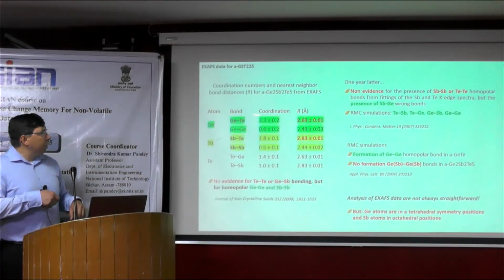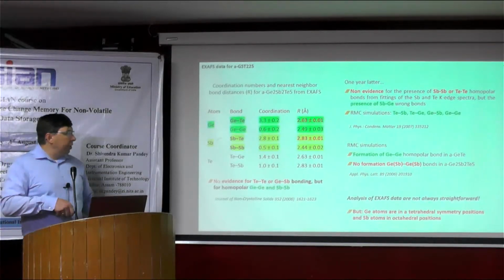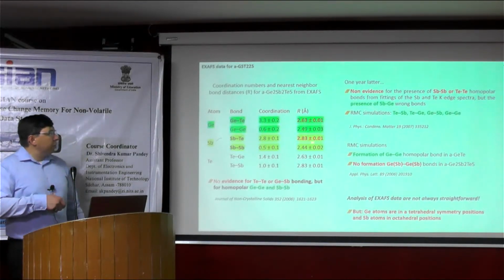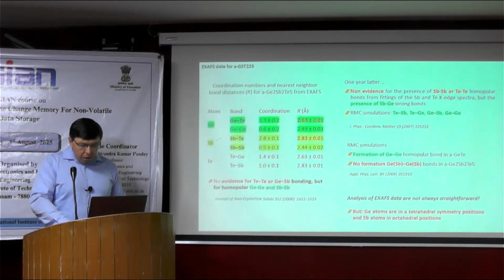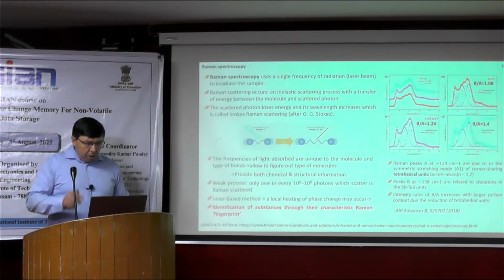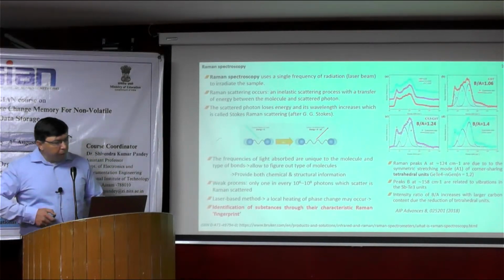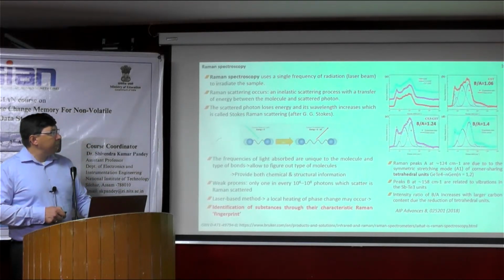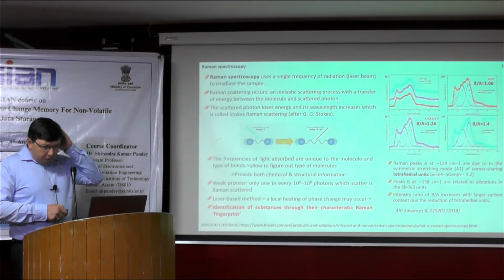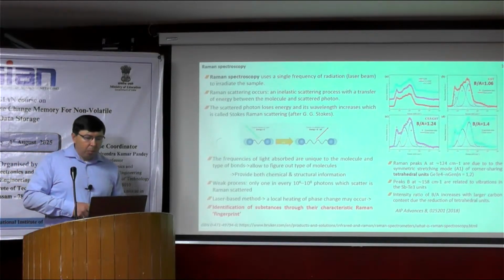So please remember from the XAFS study, they found that germanium is located in tetrahedral positions, and antimony is mainly in octahedral. And octahedral is also the main structural motif of the crystalline phase. So how it's related, we will see later. Also, one very important technique to study amorphous materials, but also crystalline materials, is Raman spectroscopy.